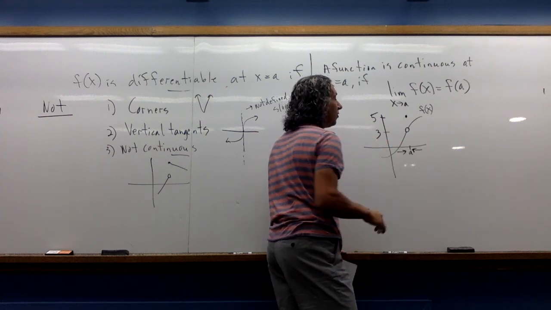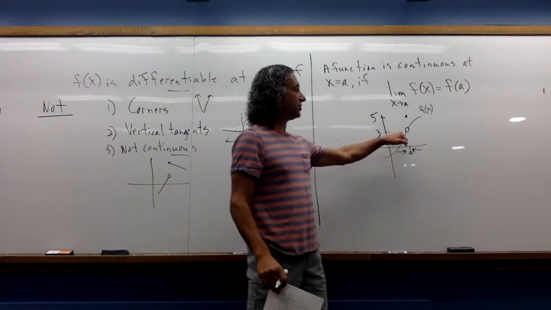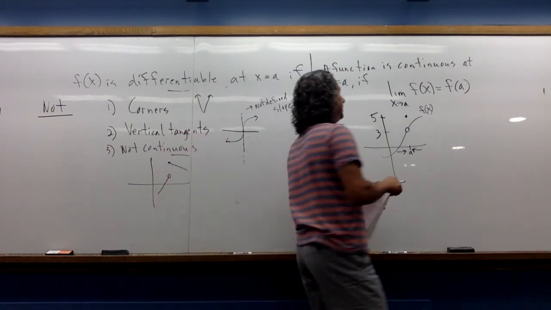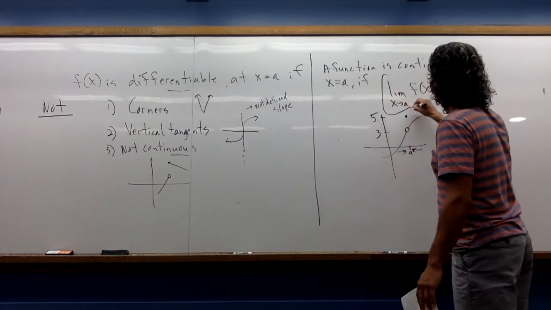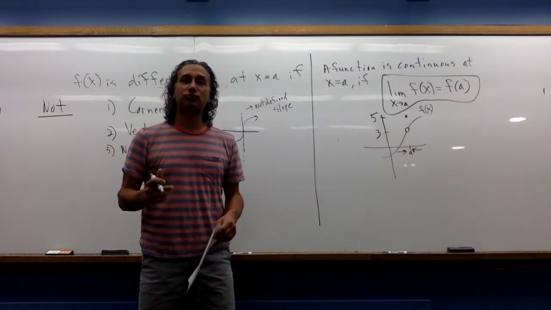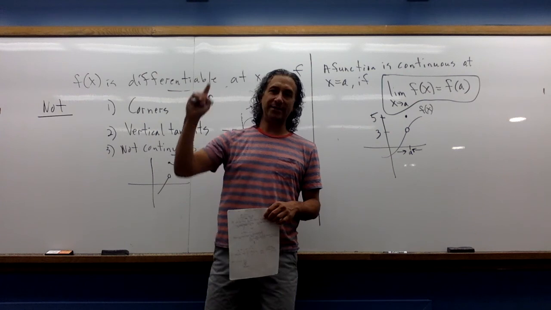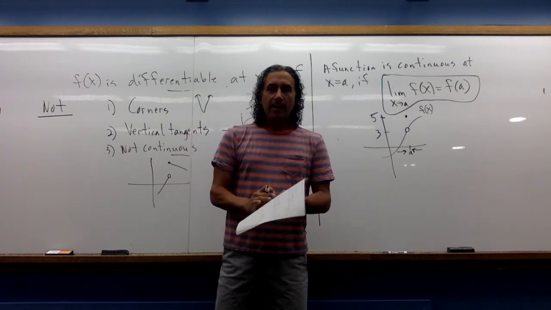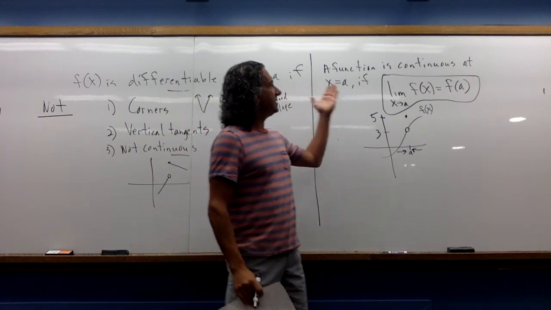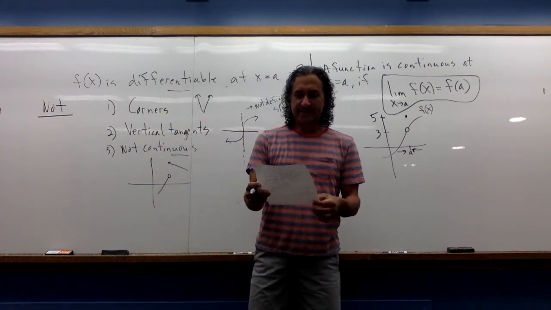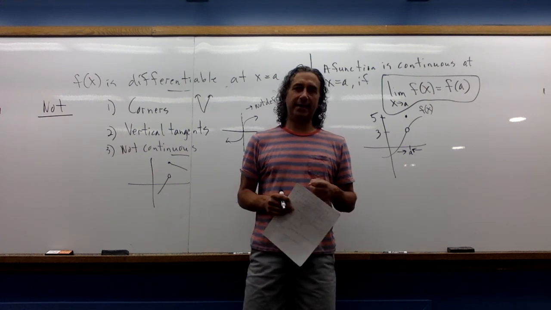But the limit as we approach a of our function is 3. So my point is that this definition is a mathematical way of describing that you don't have to lift your pencil up. That's the upshot of that. All right, so now that we know what it means to be continuous, now that we know what it means to be differentiable, I'd like to see how those two are related.